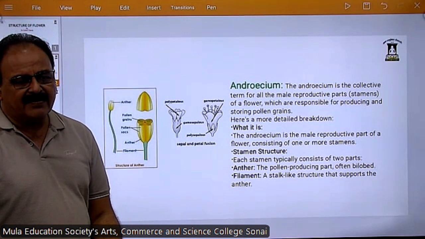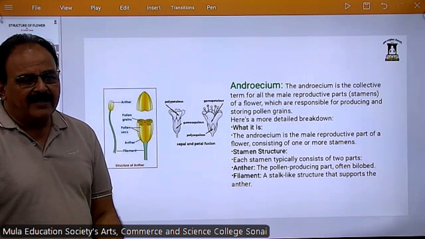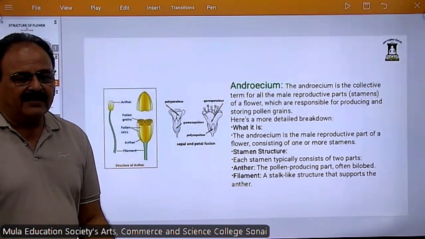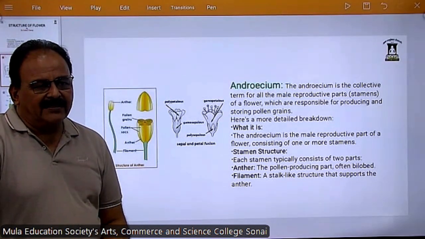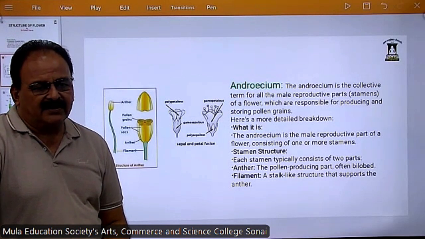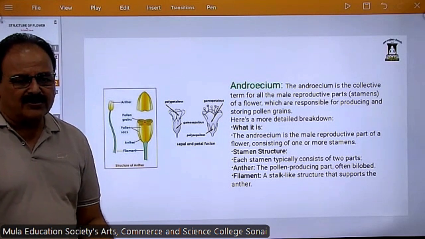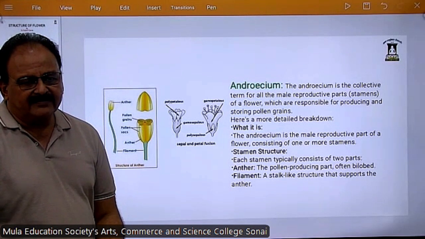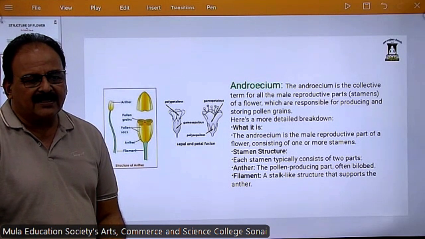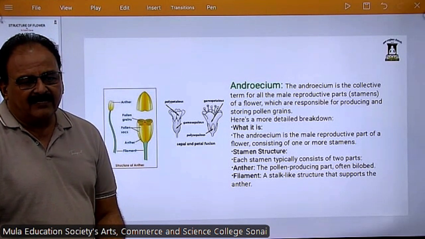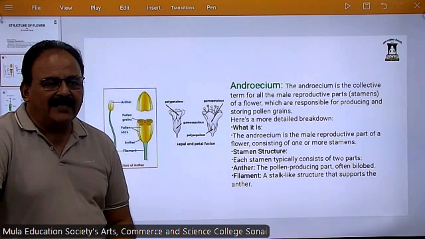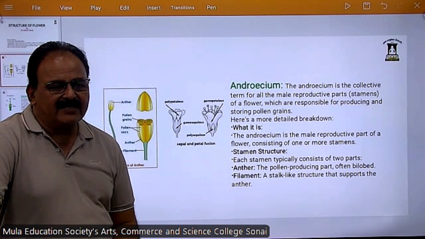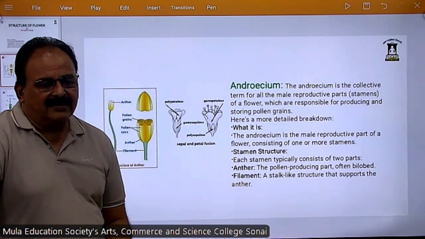The stamen is divided into the filament, the anthers, and the connective. The anther is the pollen-producing part, often bilobed. The filament is the stalk of the stamen, which supports the anther, and the attachment is called the connective.